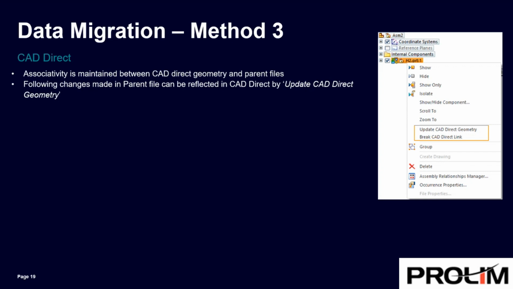From here, you would just choose to either update that CAD geometry if you wanted to show that new change in the part, or you can break the CAD Direct link. So you can basically just ignore the change that happened in the source part. Maybe you want what you already have in the design, and you don't want to bother with that. You can just break that link altogether directly from that feature in the feature tree.